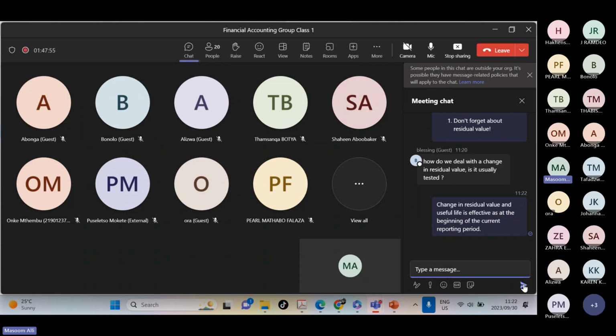So what this means is that if the residual value changed, let's say from 5,000 last year to, this year, at the end of the year, we assessed it, because remember, you will do a reassessment at the end of the year. At the end of the year, we reassess it as 7,000. Depreciation for the current year will be based on the 7,000 residual value being taken into account, not the 5,000.